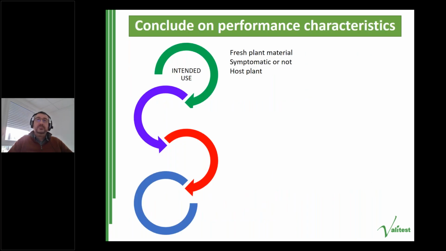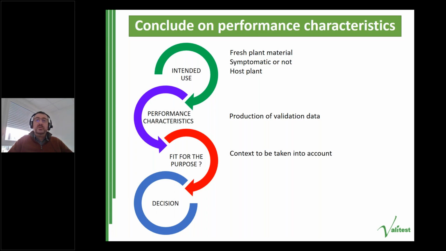Finally, you will have to conclude on the performance characteristics. First is the intended use. For the intended use, I always choose the same kind of example of a test which has to be tested on fresh plant material, using symptomatic or not symptomatic plant material, and of course to be tested with a recommended host plant. Then you produce the performance characteristics, which is equivalent to the production of validation data, and you will have to answer the question: does it fit for the purpose?